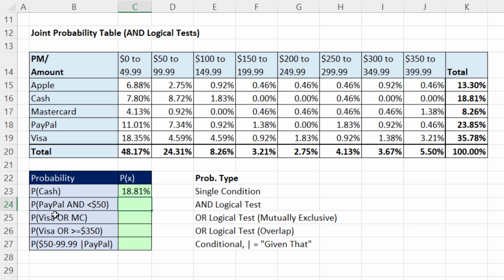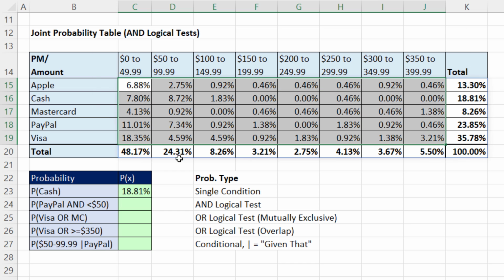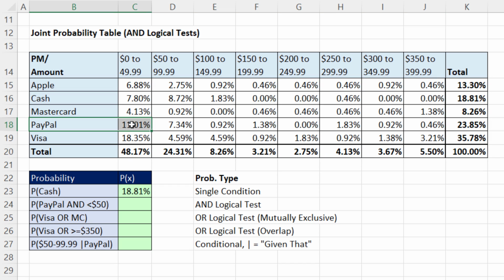Now, what's the probability that someone paid with PayPal and the amount they paid was less than 50 bucks? Well, by definition, everything on the inside is an AND logical test. So we find PayPal and less than 50 bucks. And bam, that 11.01, that's our probability.